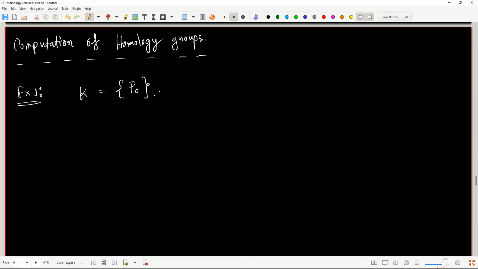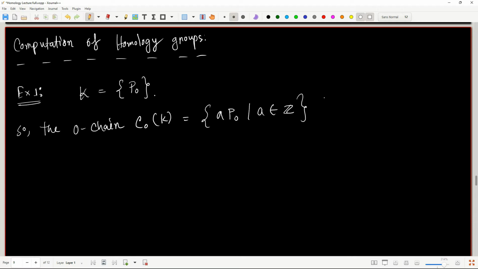Then the only chain complex we can construct out of this simplicial complex is the zero chain, right? So the zero chain, which we denote with C0 of k, is nothing but some a p0 where a belongs to integers. And since this a belongs to integers, you can think of this chain group as just the group Z itself. Why? Because you can think of this A as some sort of a basis. Okay, it will be more clear when we see some other examples.